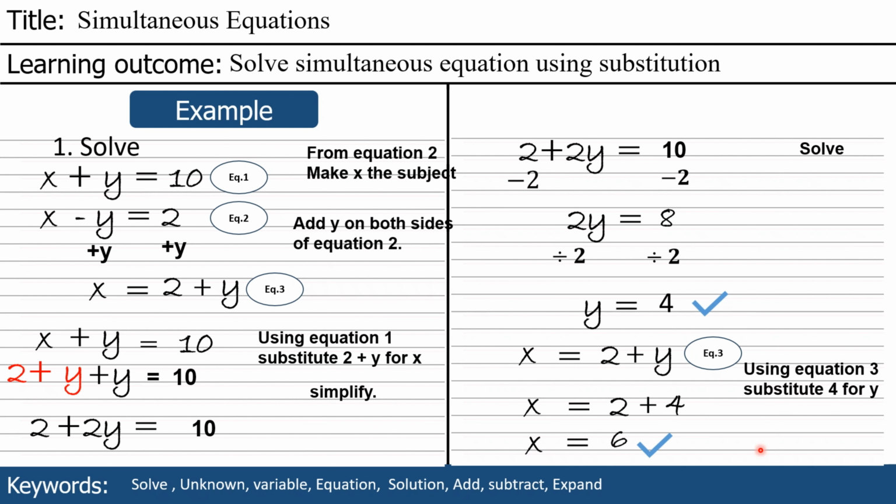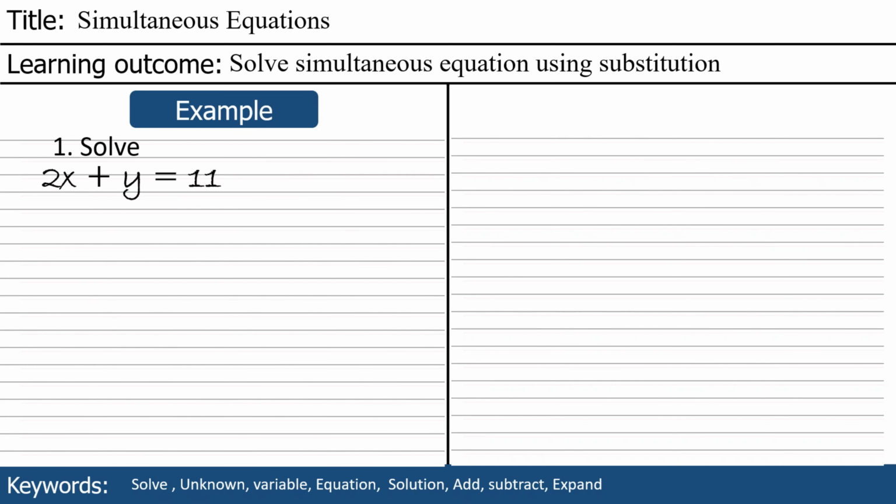And we can always check our answer to see if they are correct. So let's check. So x is 6 and y is 4. If you go to this equation, if you replace your x with 6 and your y with 4, we will have 6 subtract 4, and 6 subtract 4 is 2. So this is proving that our answers are correct.